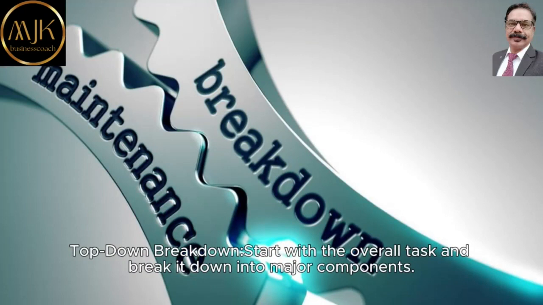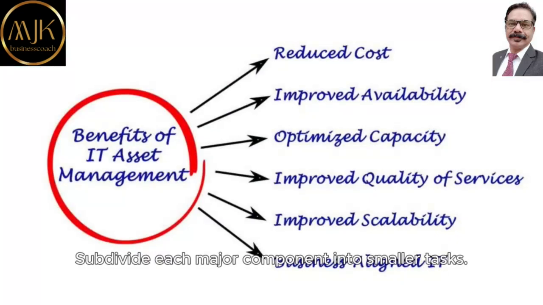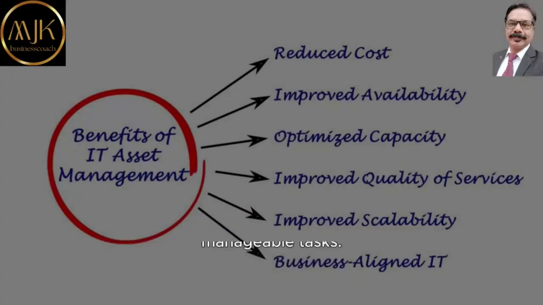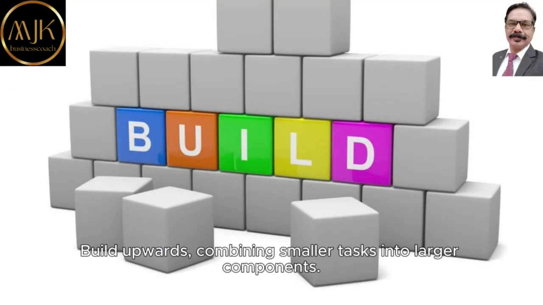Top-down breakdown. Start with the overall task and break it down into major components. Subdivide each major component into smaller tasks. Bottom-up breakdown. Begin with the smallest, most manageable tasks. Build upwards, combining smaller tasks into larger components.